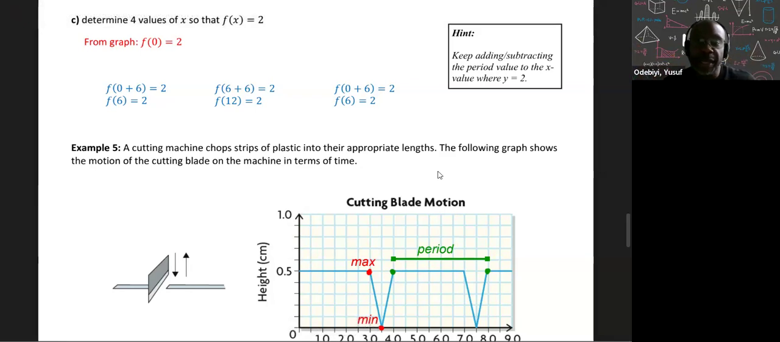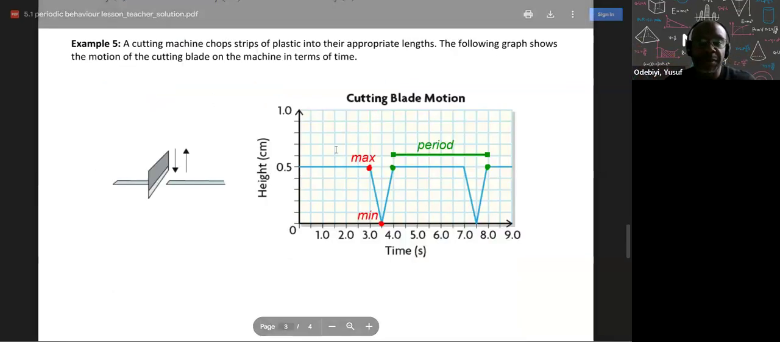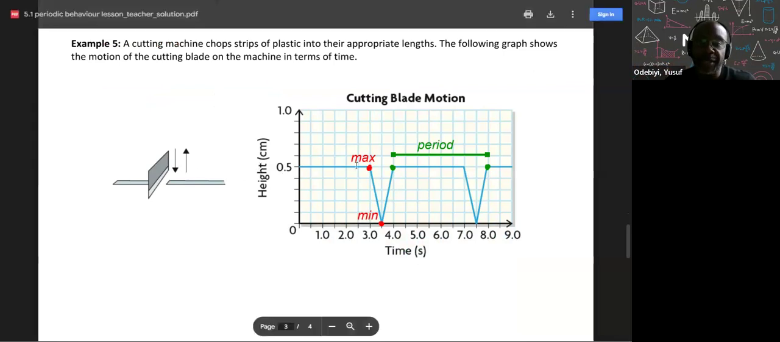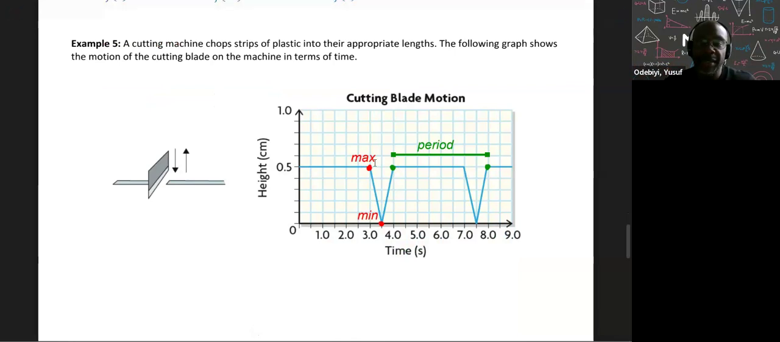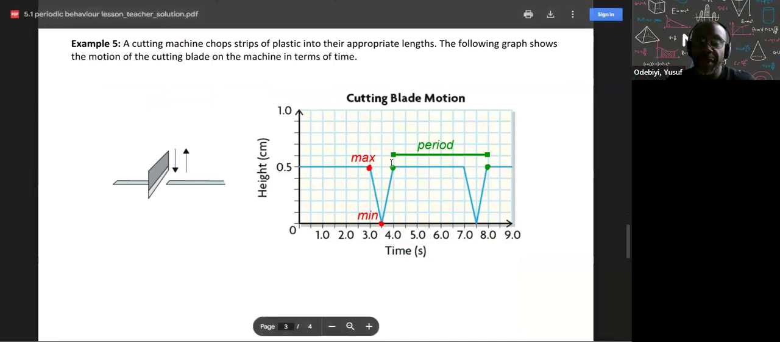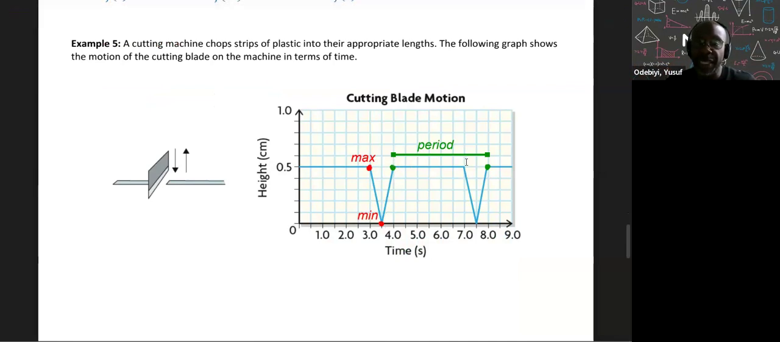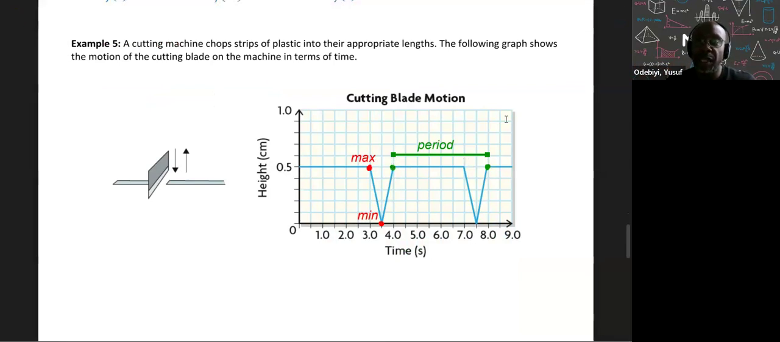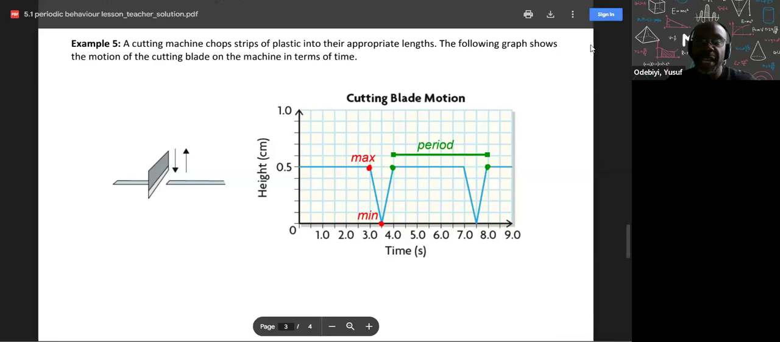Okay. So here we look at this one here. The blade is up, that's the max height, and the blade comes down, and the height is 0, and goes back up, and then it waits, and then it comes down and goes back up. Okay, so you want to know what the amplitude is and what's the period.